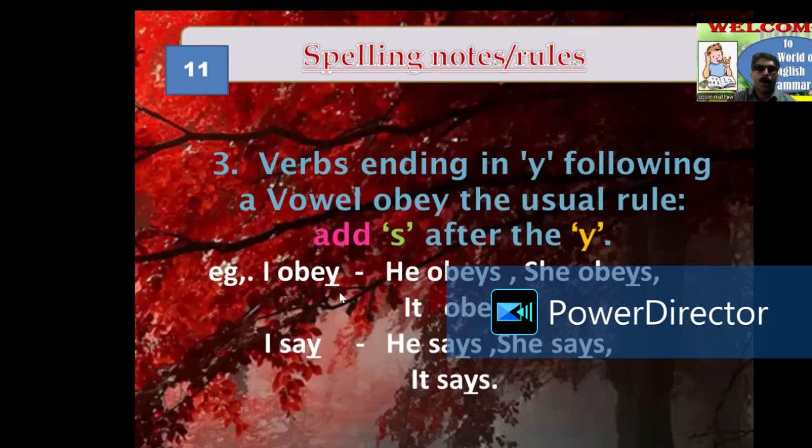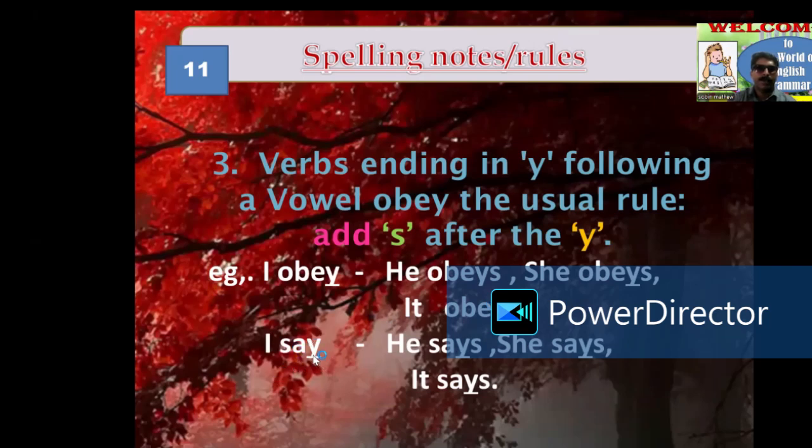See, I obey becomes he obeys. We add S to I obey, then it becomes he obeys. I obey becomes she obeys. I obey becomes it obeys.